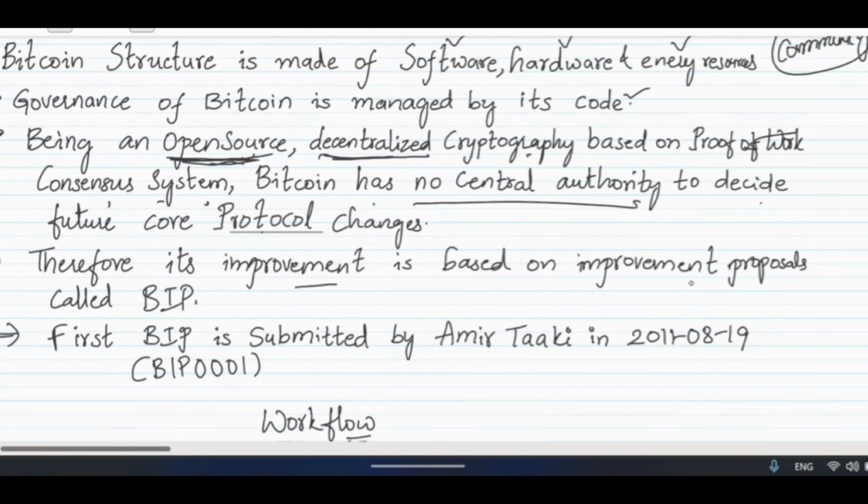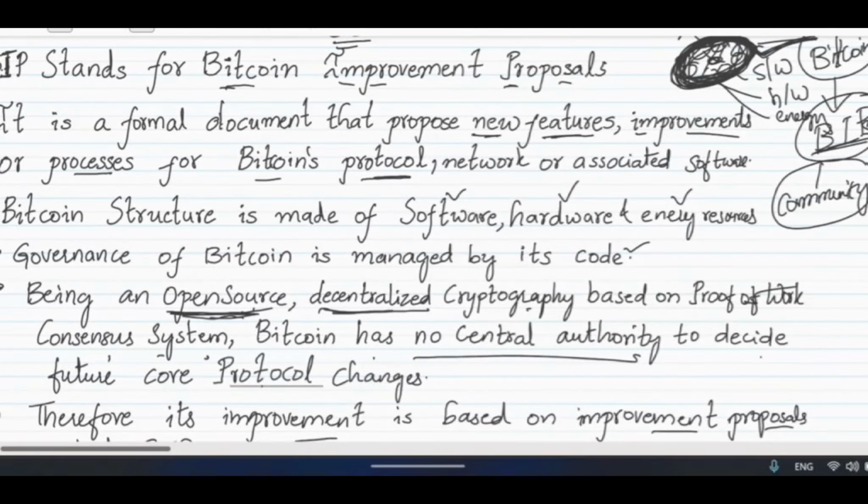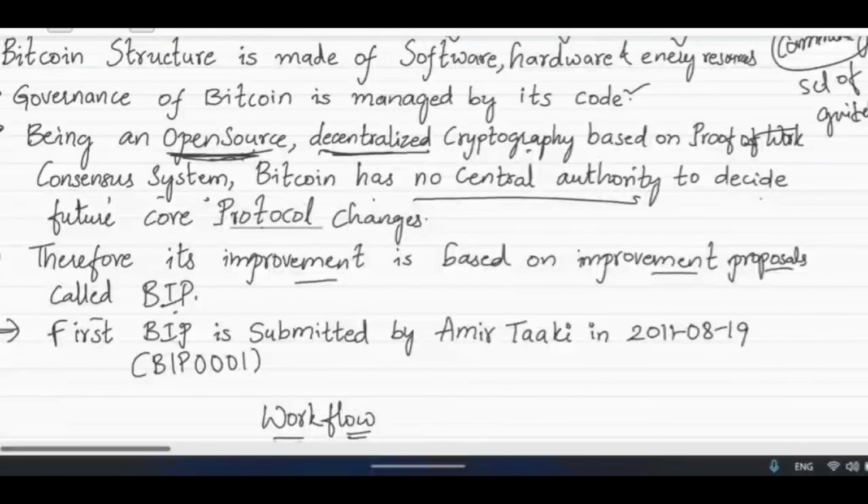Therefore, its improvement is based on improvement proposals called BIPs. So, the improvements that have to be made for Bitcoin are made by a community which has a set of guidelines, which helps in the improvement of Bitcoin.